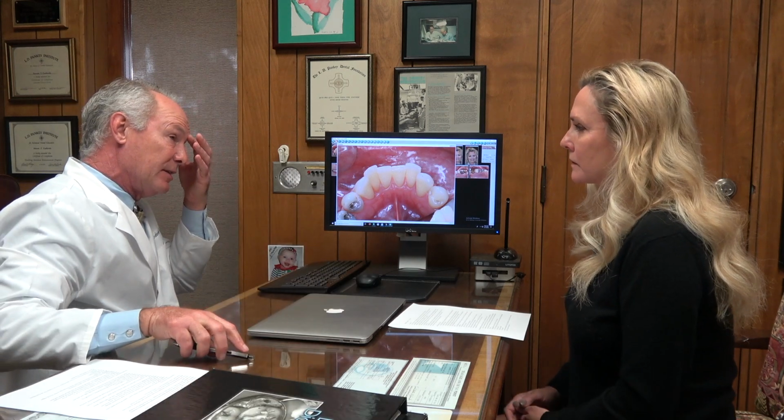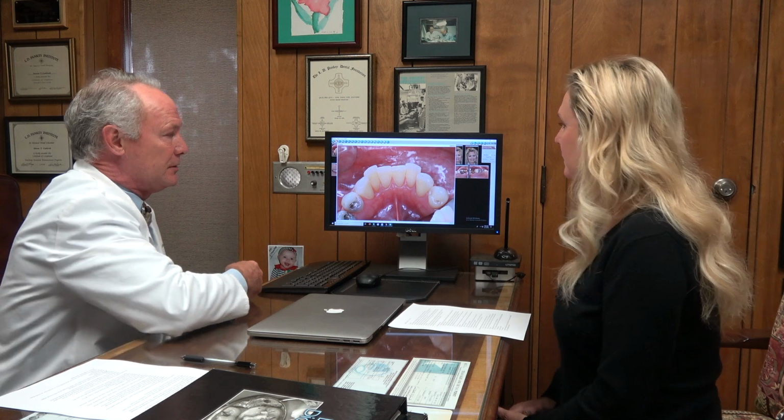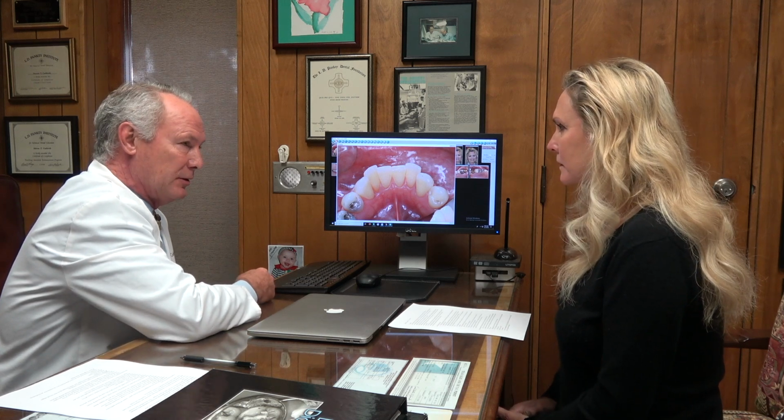necessarily a long-lasting thing if you don't really take care of it. I would suggest not biting hard things on the front teeth. As we discussed, a night guard's imperative.